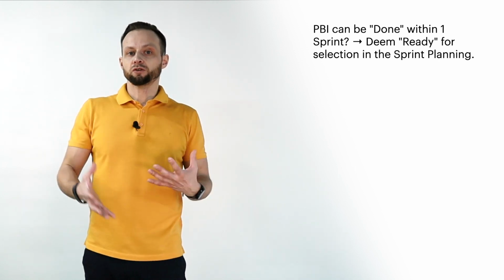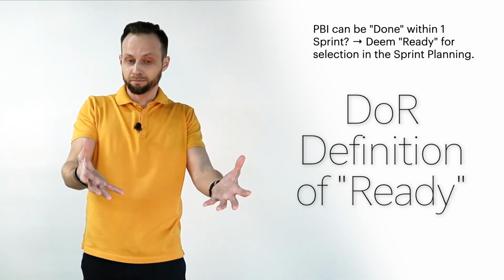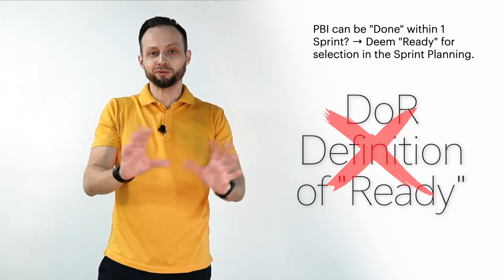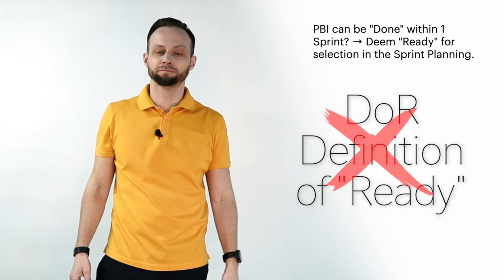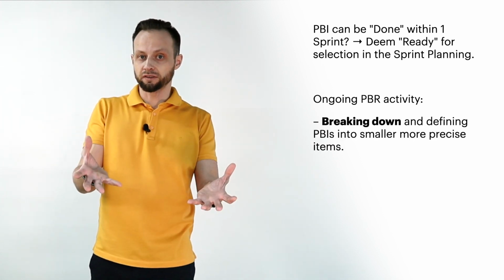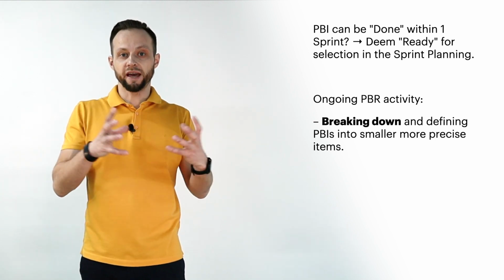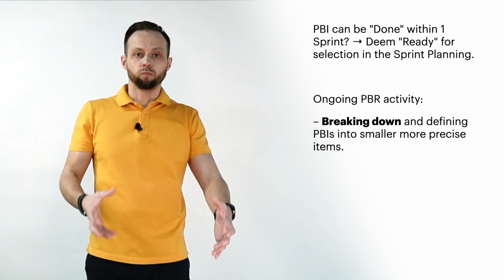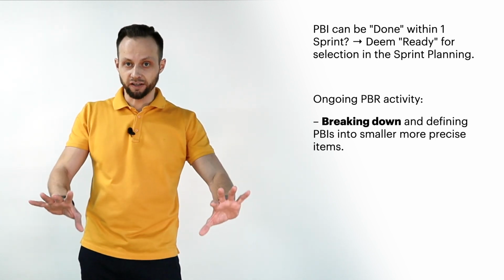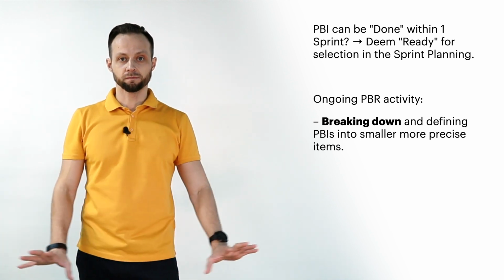Similar to the definition of done, the Agile community invented the term definition of ready. Please note that although it seems logical, there is no such term in the Scrum Guide. Product backlog refinement is not necessarily an event, formally not a Scrum event, but an act or activity. Product backlog refinement is the act of breaking down and further defining product backlog items into smaller, more precise items.